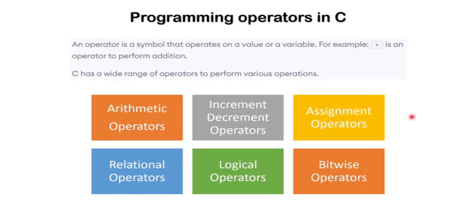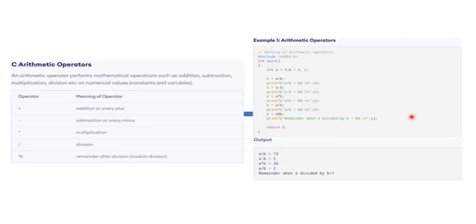Special symbols which tell the compiler to perform certain operations on the variables or other operands. The variables or the values on which the operations are being performed are referred to as operands. There are different types of operators: arithmetic, relational, logical, bitwise, increment, decrement, and assignment operators. Let's go through each of them in detail.